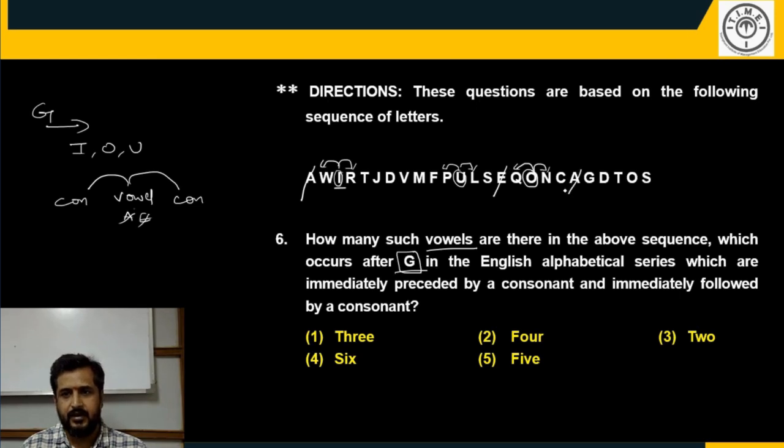Next, A anyway won't come under. Now O. Preceded by a consonant and followed by a consonant. So how many vowels are there? 4 vowels are there: I, U, O, O. Choice 2. If they had asked how many different vowels, then it would be 3: I, U, O. But here we are getting 4 times: I, U, O 2 times. So 4 vowels.